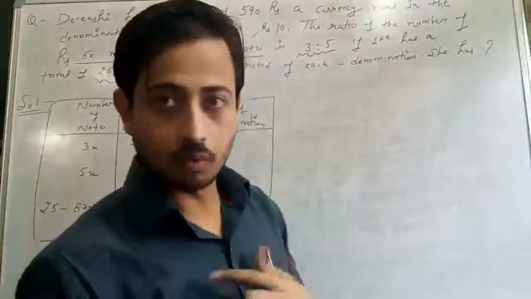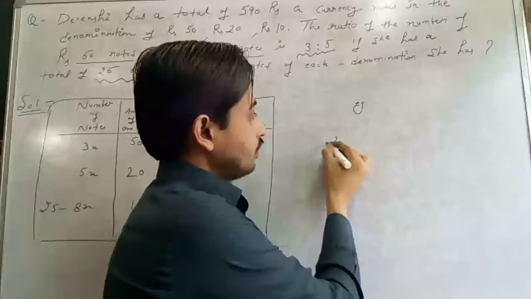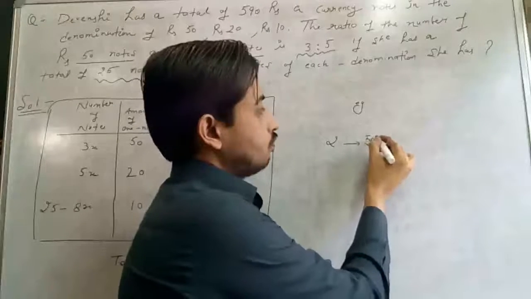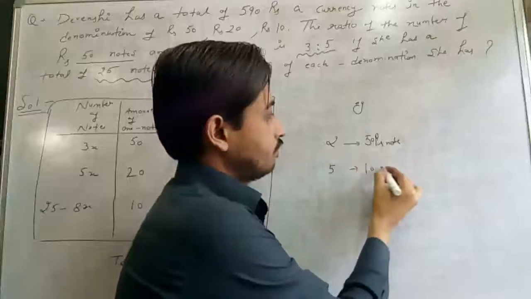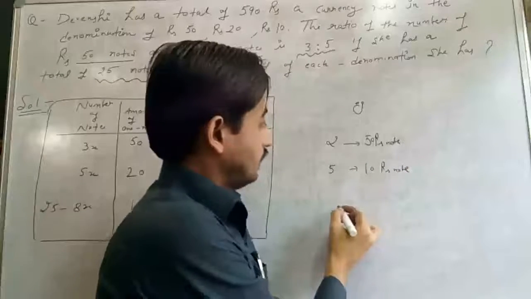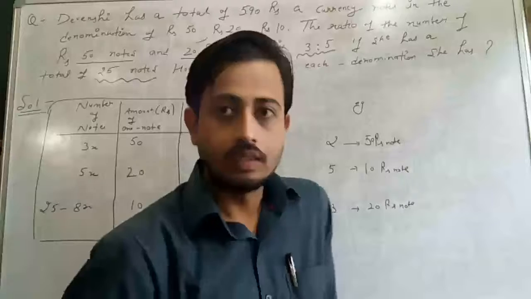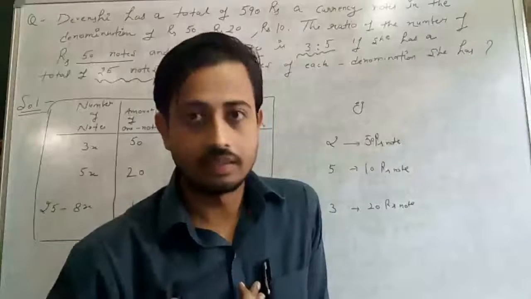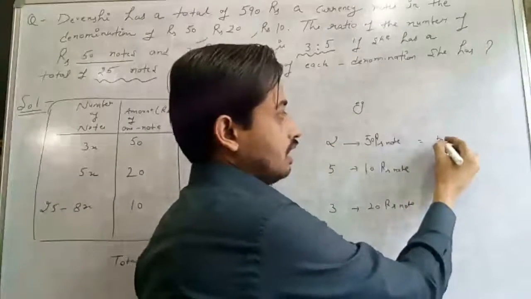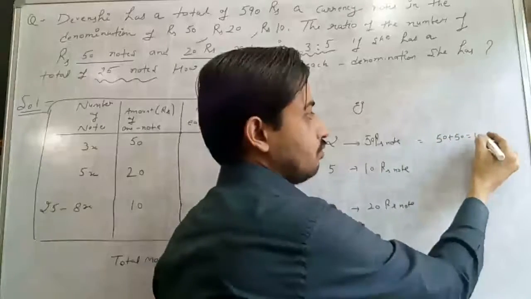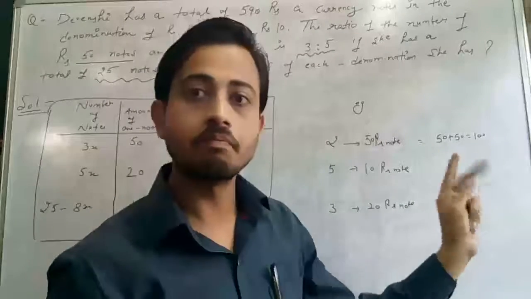I am taking an example. Suppose I have two 50 rupees notes, 5 10 rupees notes and 3 20 rupees notes. Then what amount do I have? Suppose, because I have two notes of 50 rupees, it means I have 50 plus 50, which is equal to 100 rupees in terms of two 50 rupees notes. And you can find out such type of result by using multiplication also.